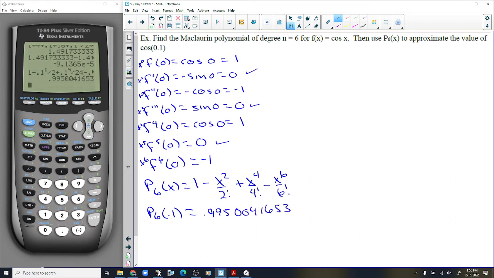So on a test or a quiz, I want to see 0.99500411653. But you can check yourself. You can go, well, what's cosine of 0.1 just to see. Yeah, I'm pretty confident I got it right.